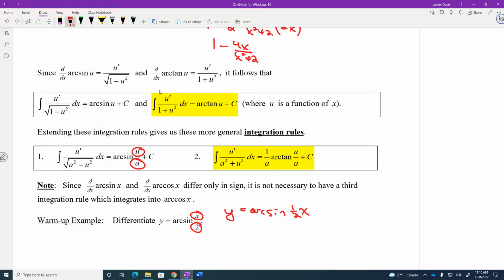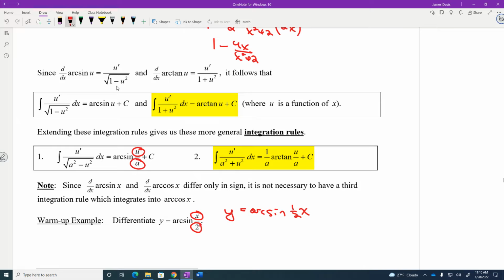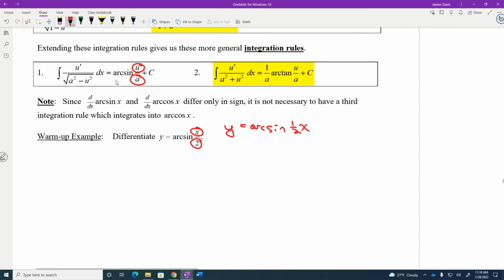All right, so our first warm-up example we're going to do is a derivative of the arcsine of x over 2, and then we'll get to the integral. All right, so let's try it. Here's your formula if you forgot. It's u prime over the square root of 1 minus u squared. So the u is this. This whole thing is the u.